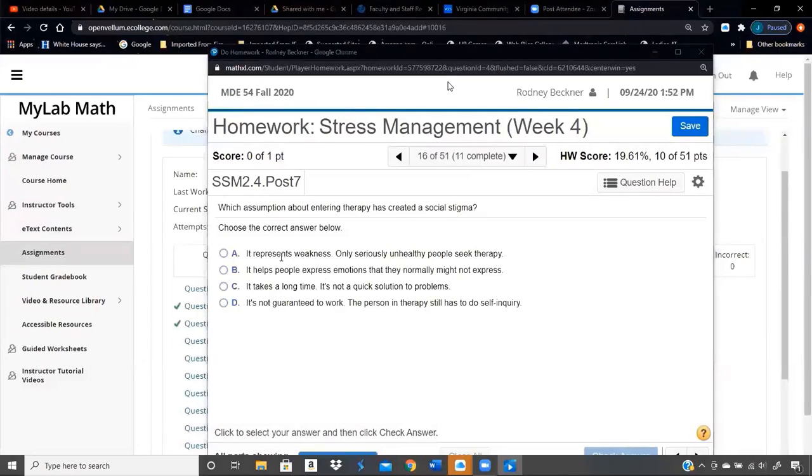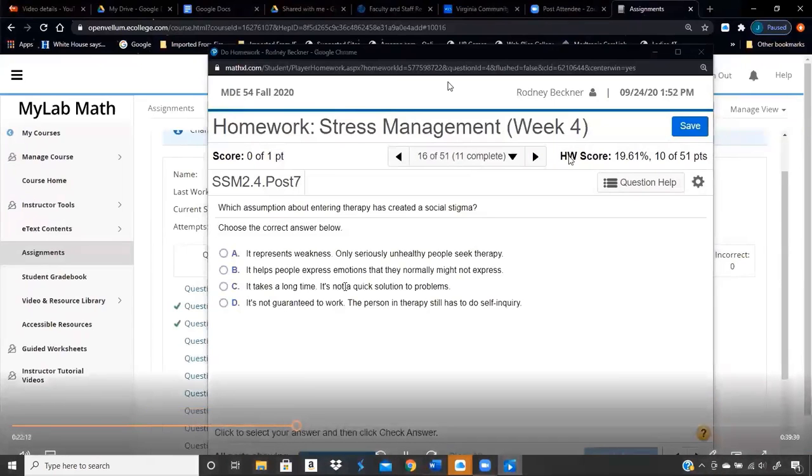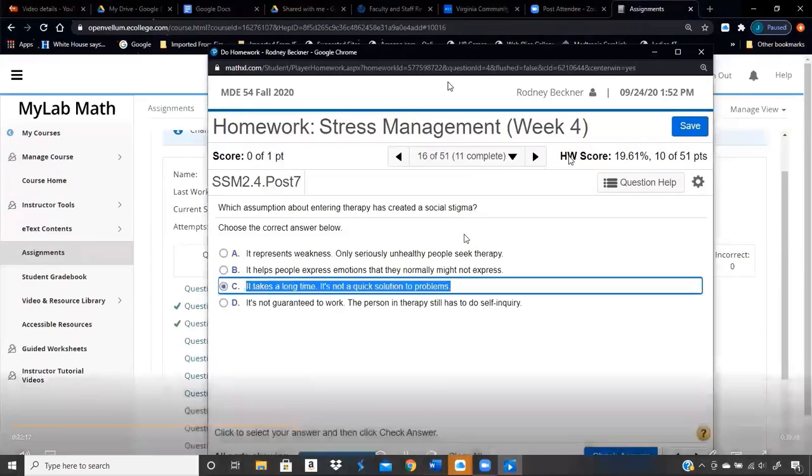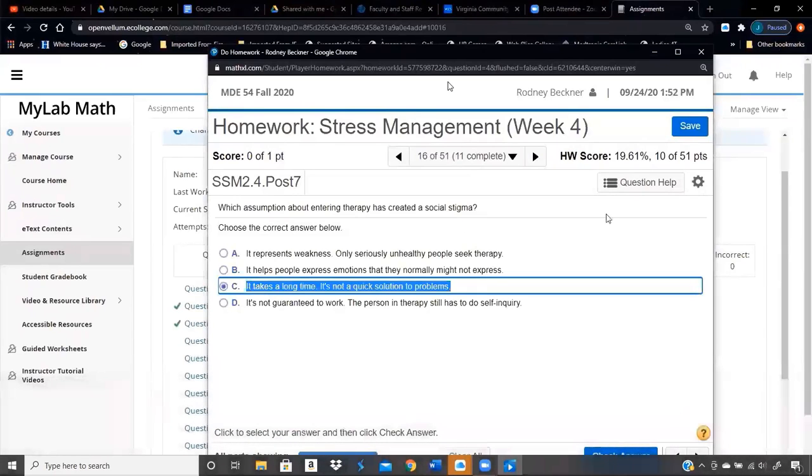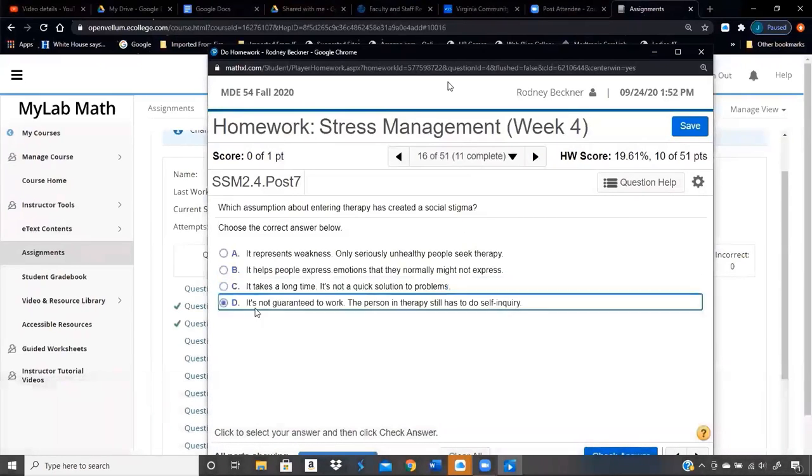All right, so it represents weakness, or it takes a long time. It's not a quick solution. I don't know, that doesn't sound like it would be one of the stigmas. I would say that not being guaranteed to work would be a little more likely to be the stigma, but I don't think it is at all. I'm saying definitely not D. I don't think it's C. It helps people to express their emotions that they might not normally express. How dare you?